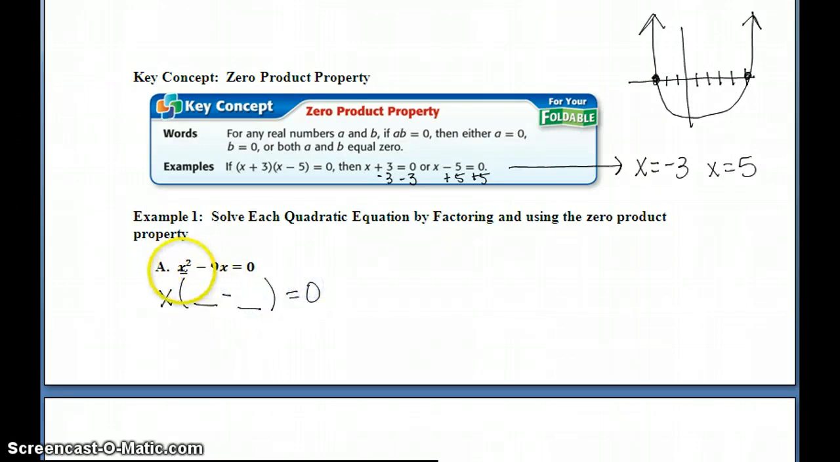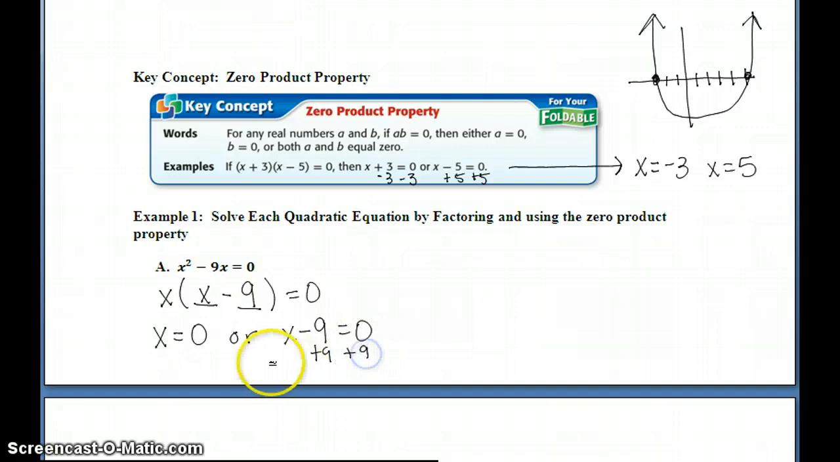And what I have left in these two, when I factor out an x, is x minus 9. So x times x minus 9 equals 0. Now we're going to separate those and say, if we use the zero product property, x equals 0, or, and it could be and or, x minus 9 equals 0. If I add 9, then I find that x equals 9.